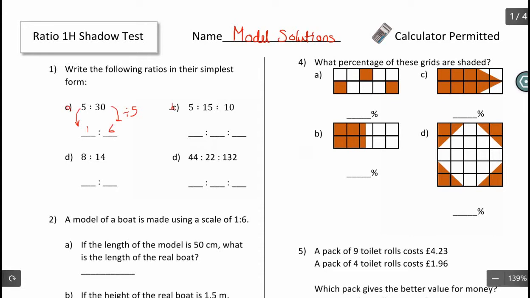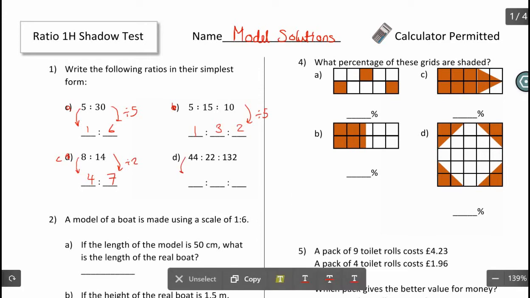On this next one, which should be labelled B, these are all divisible by 5 again, so we would get 1 to 3 to 2. So all been divided by 5 there. On C, the highest common factor of these two numbers is 2, so we can only divide by 2, and that would give us 4 to 7.